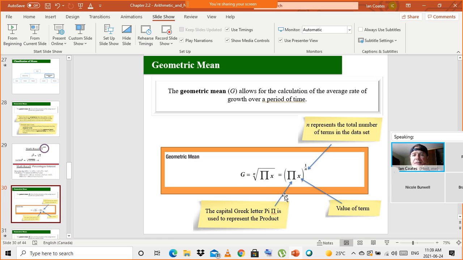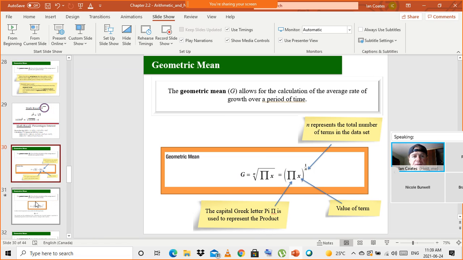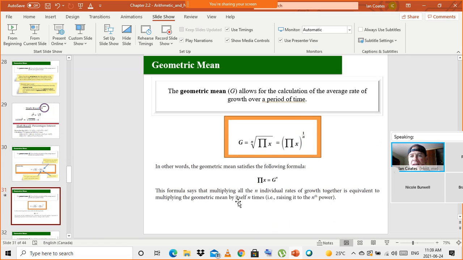This is kind of a confusing formula, but what we're talking about here is the geometric mean, the rate of growth, the average rate of growth. That's what this means in here. And there's a couple of things going on here. You've got your fractional exponent. The n represents the total number of terms in the data points. But let's just go through this here, and we'll show you guys how to do this. Okay?